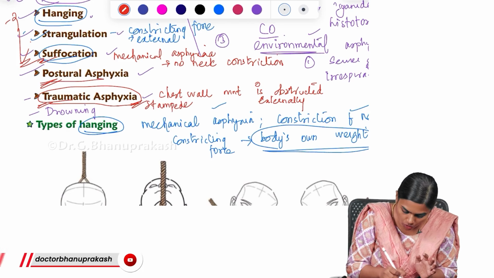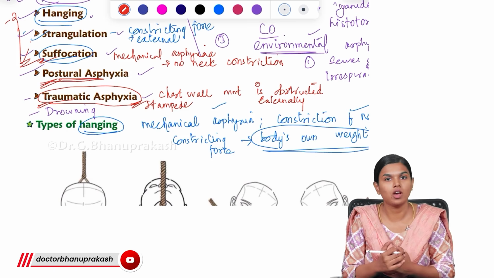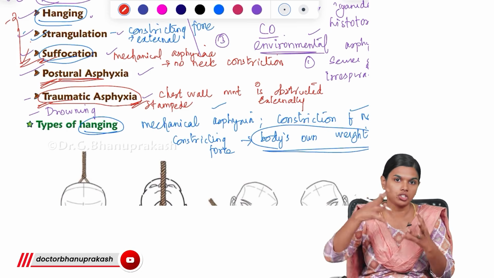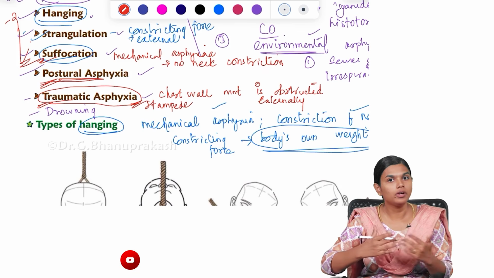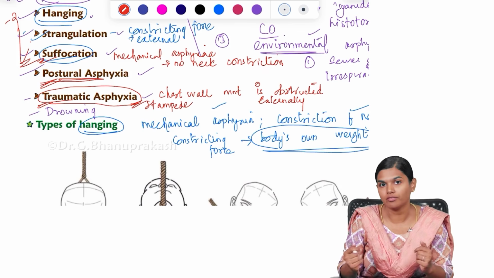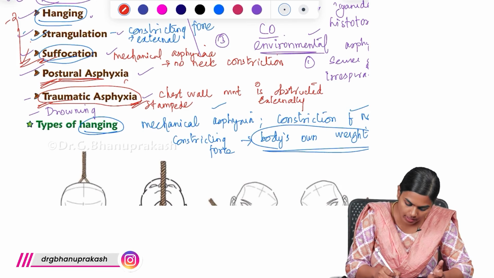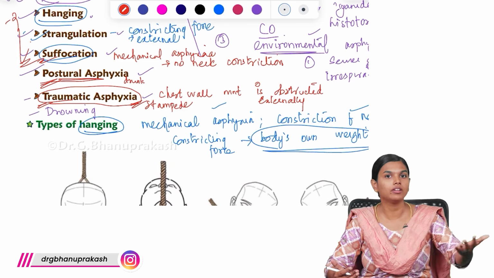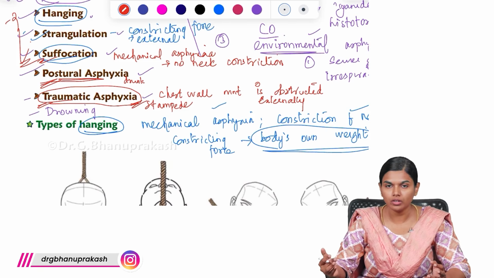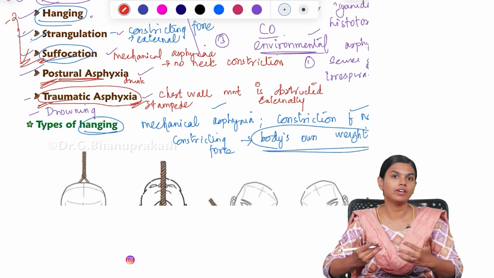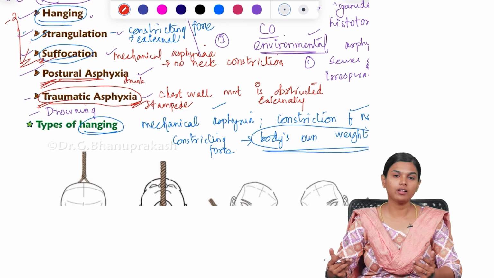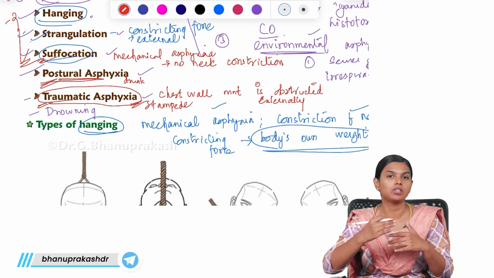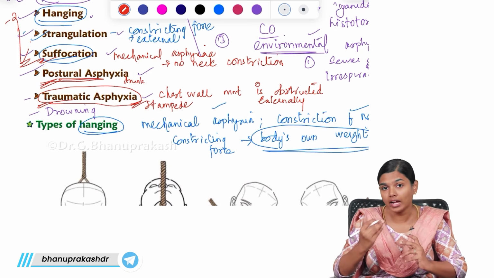Now comes the postural asphyxia. So in postural asphyxia, what happens is that the body will take a position so that the chest wall movement is affected. This is most commonly seen in drunks. When somebody has drunk a lot of alcohol, they will assume a very, very unfavorable position. Sometimes they will sleep upside down, or assume some sort of position like these jackknife positions.